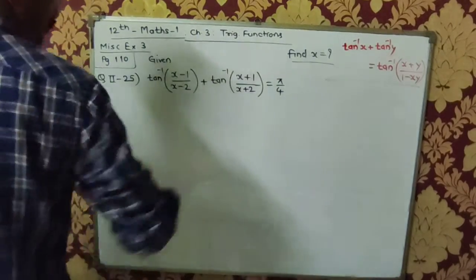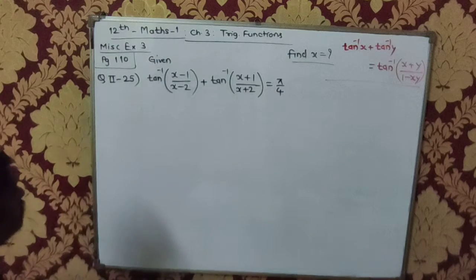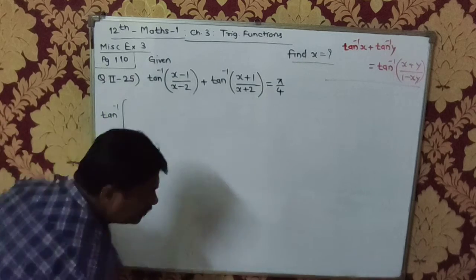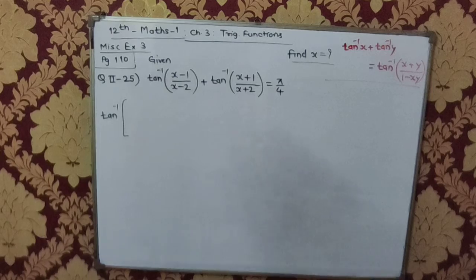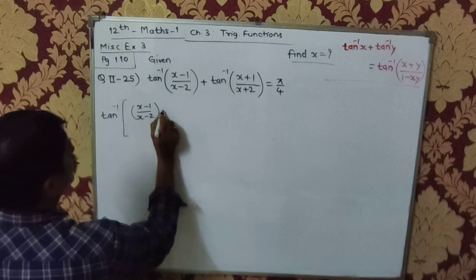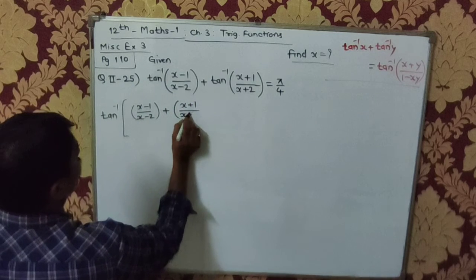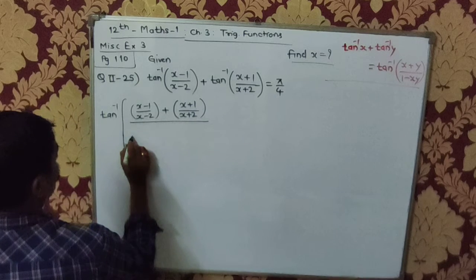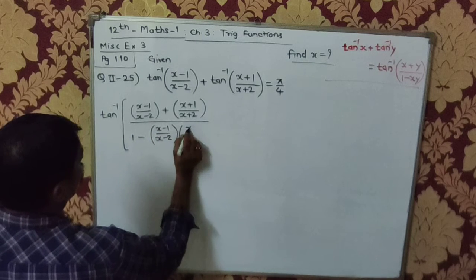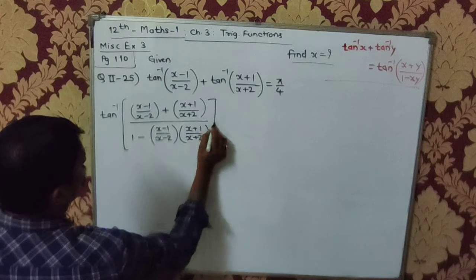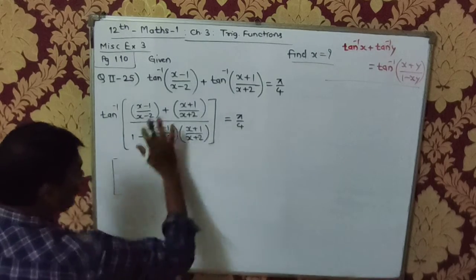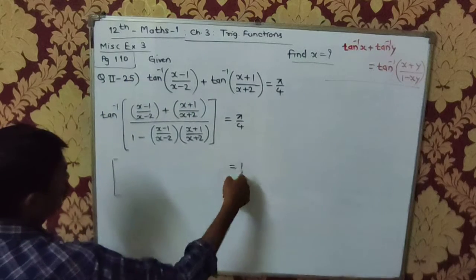चलो tan इनवर्स ऑफ x तो क्या बन जाएगा ये बताइए. यू मीन बोलिए tan इनवर्स ऑफ बताइए क्या हो जाएगा यहाँ पे. x minus 1 upon x minus 2 plus x plus 1 upon x plus 2 divided by 1 minus x minus 1 upon x minus 2 x plus 1 upon x plus 2 that is equal to pi by 4. अब ये tan उधर लेके जाओ, ये पूरी ब्रैकेट में tan of pi by 4 is equal to 1 रहेगा. tan of pi by 4 that is 1.